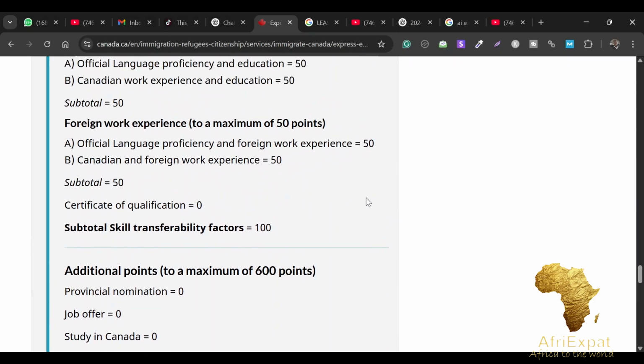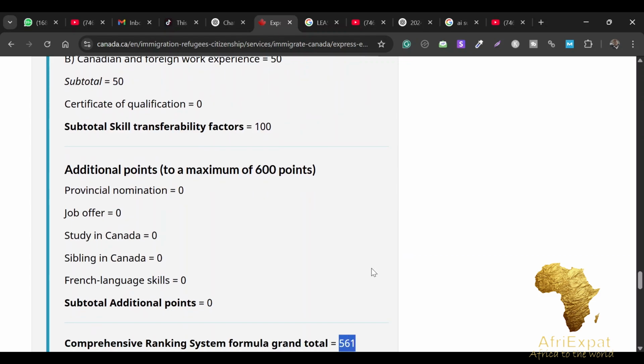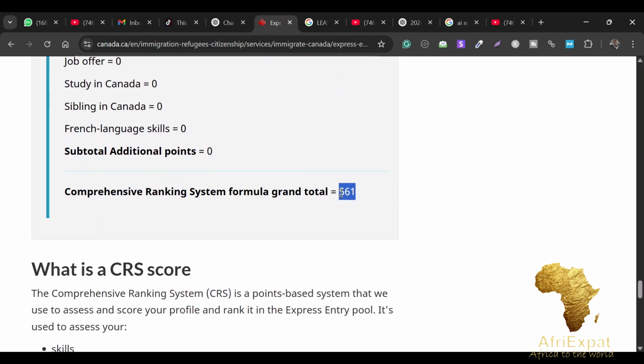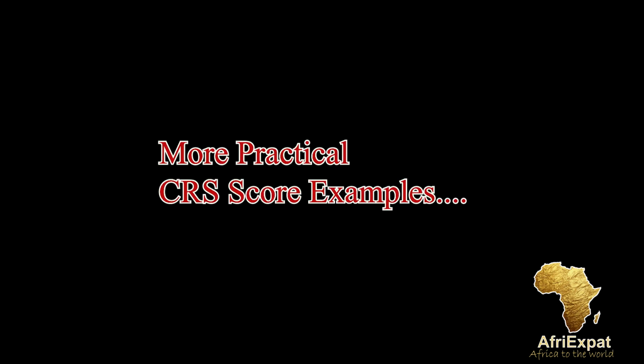It's very high. If you are older, you are not likely to get up to this point. If you are older or you don't have a high level of education, you will not get up to this point. So that is how it is. With this, you have an idea of the likely score that you have even before having filled or created your Express Entry profile.